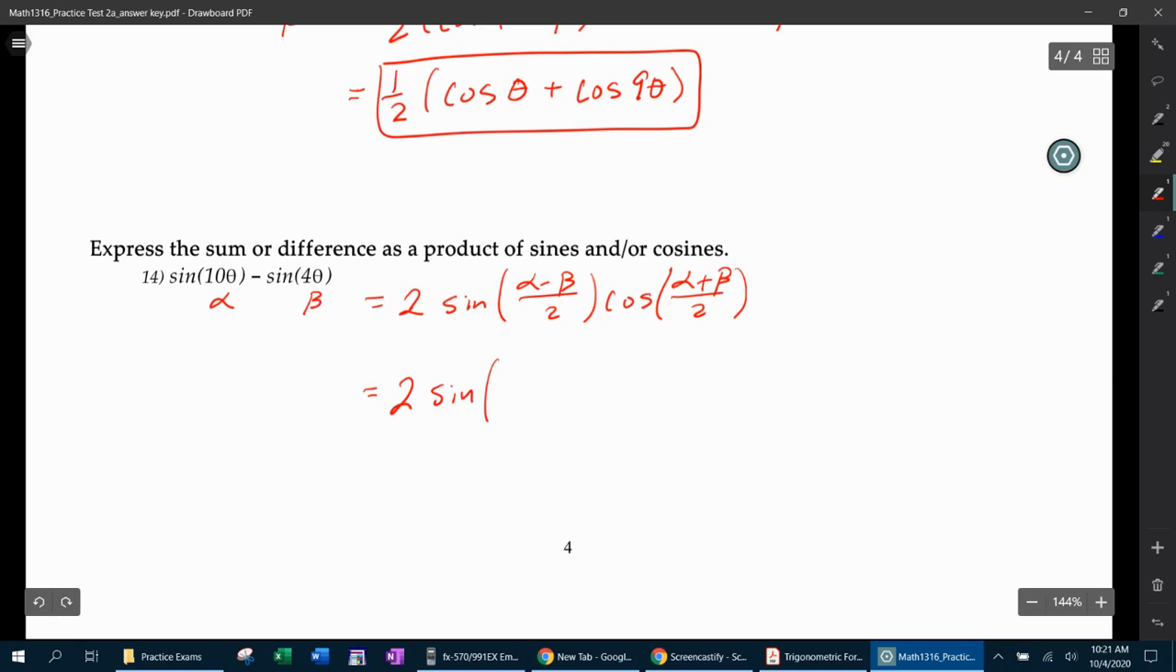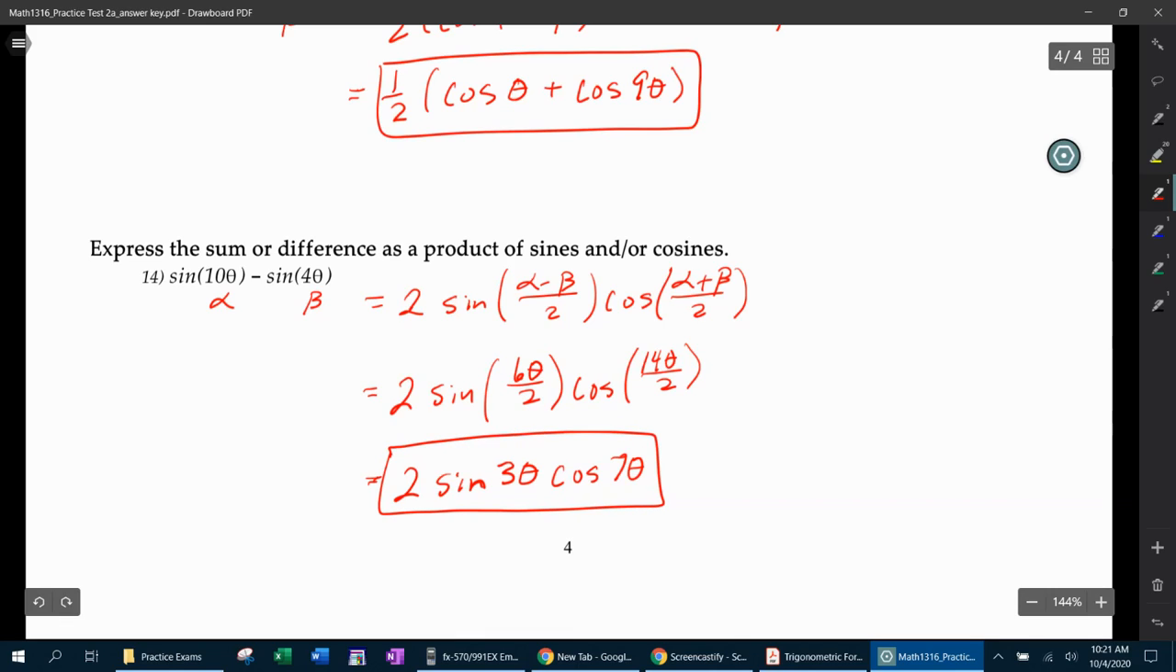All right, so here we go. 10 minus 4 is 6 theta over 2. And 10 plus 4 is 14 theta over 2. And then that's going to simplify to 2 sine 3 theta cosine of 7 theta. And we're done. And we're done with the exam.